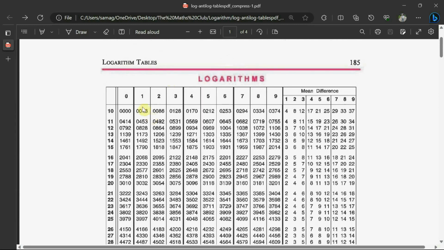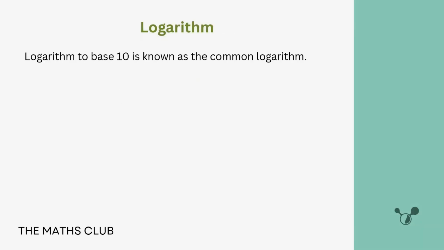How are we going to read it? I'm sure you've seen all these values here. How can we pick out the value that we need? Before we begin, there are some things that we should know. I think I've mentioned this before, that if you have a logarithm to base 10, that logarithm is known as the common logarithm. And I also said in one of the previous videos that if you have a log where the base is not given, you can assume that the base is 10.